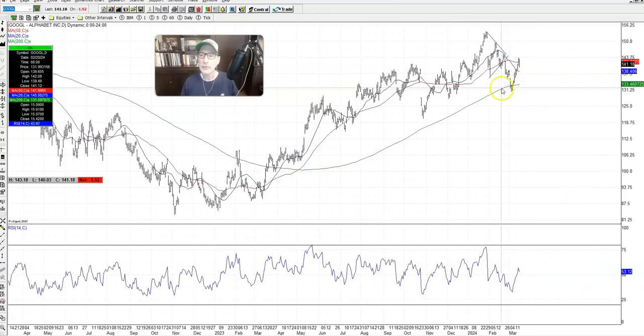Google found support on the 200-day moving average right here, so it came down pretty good. So the 200-day moving average is really that last line of support. You'll typically find quality stocks, if they come down to the 20-day moving average, they're going to bounce. So Google bounced off the 20-day moving average here.